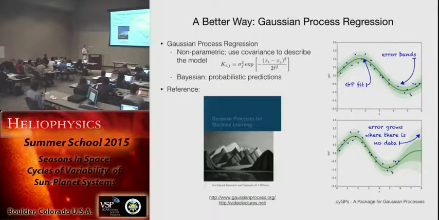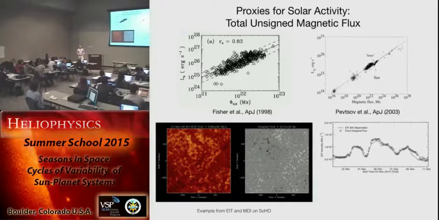All right, so let's think about new proxies for solar activity. We have all these proxies. We have sunspots, we have the F10.7, we have the magnesium core to wing ratio. Let's think about the potential for a new proxy for solar activity. As was discussed previously this morning, obviously the magnetic flux is very important to all of this.